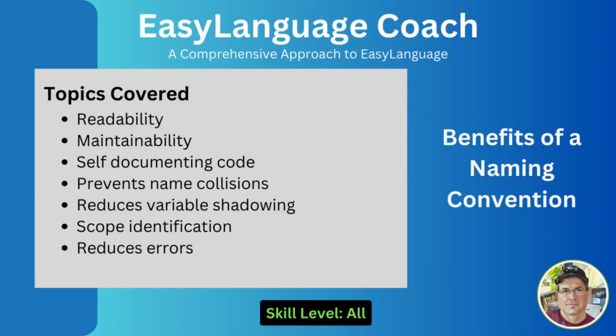In this video, I'm going to talk about naming conventions, what they are, why I like to use them, and how you can come up with your own. Basically, a naming convention is a set of rules or guidelines used to create consistent and meaningful names for variables, functions, classes, and other elements of a program. By following a naming convention, we can make our code more readable and easier to maintain.